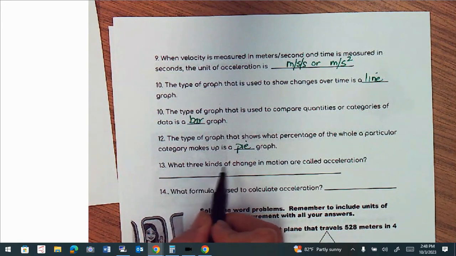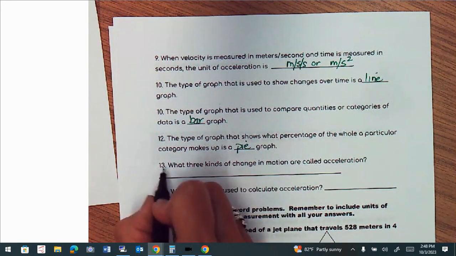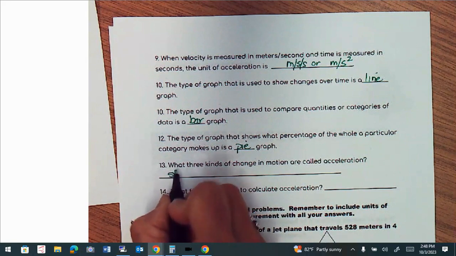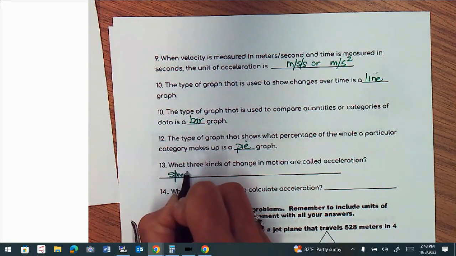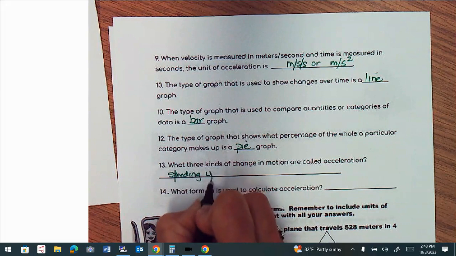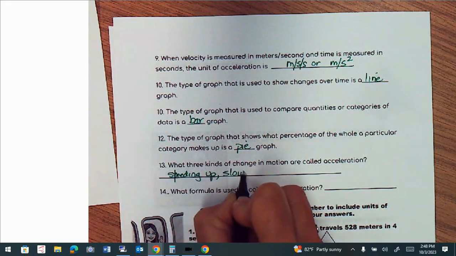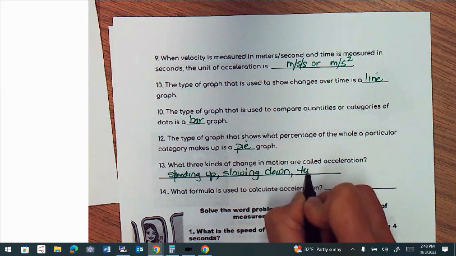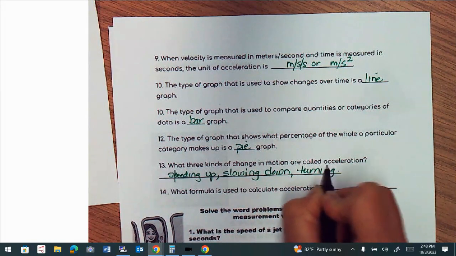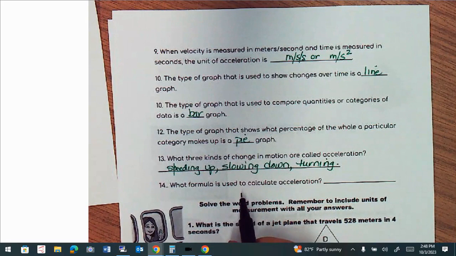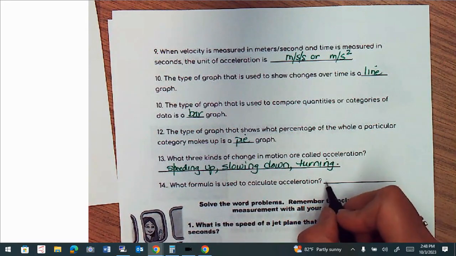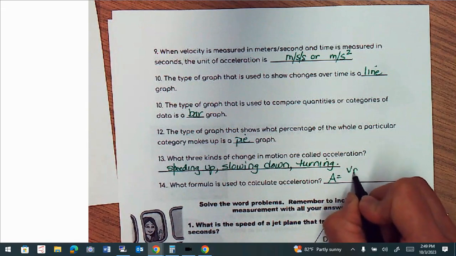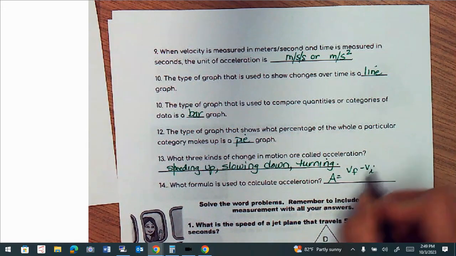What 3 kinds of change in motion are called acceleration? Speeding up, slowing down, or turning, which is changing direction. The formula we use to calculate acceleration is final velocity minus initial velocity divided by time.